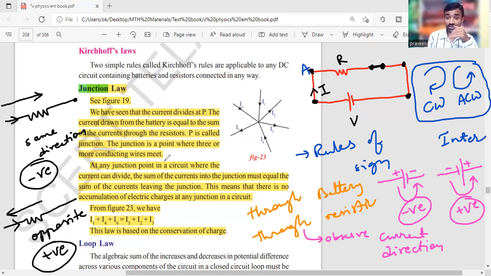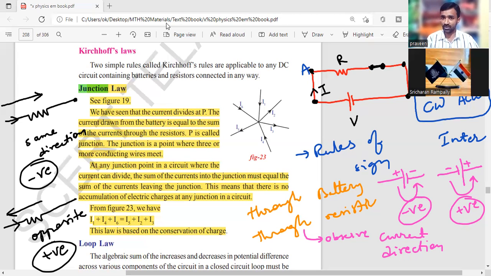Remember that. In case of a battery, it depends on which terminal you are jumping onto. So positive to negative, negative sign; negative to positive, positive sign. Through a resistor, the current direction is important. If you are moving in the direction of current, the sign is negative; opposite to the current direction, positive. If you are clear about these rules of sign convention, we will solve this circuit.